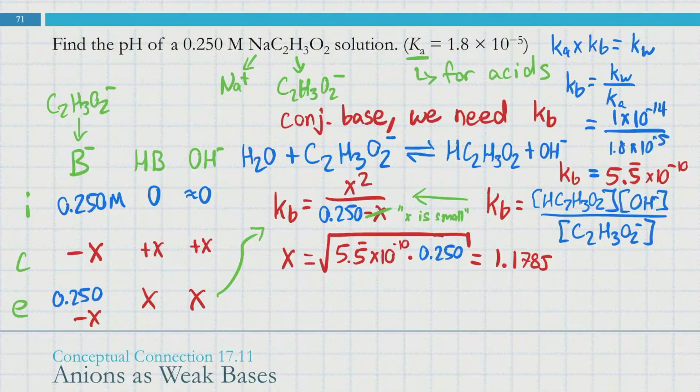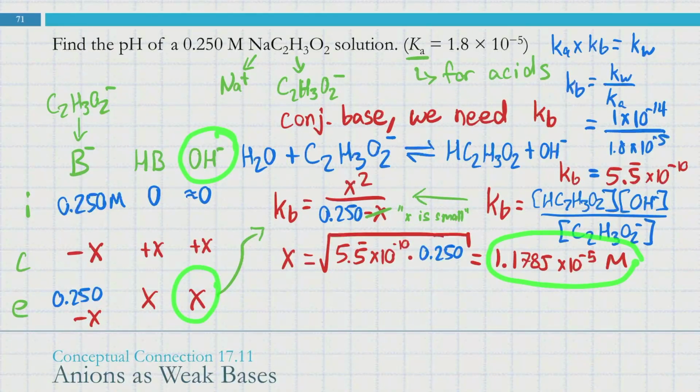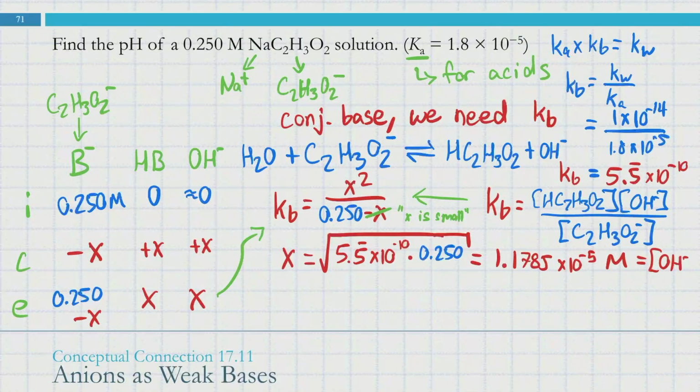$1.1785 to the 1, 2, 3, 4, 5, negative 5 times 10 to the negative 5. That is hopefully, obviously, smaller than our 0.250 by quite a lot. Our x is small approximation works great here. And since our concentration of hydroxide is equal to x, and we just solved for x, that means this 1.1785 times 10 to the minus 5 is also our concentration of hydroxide.